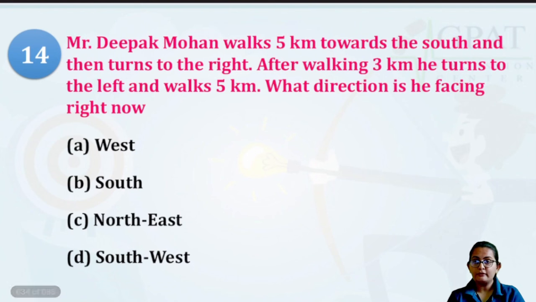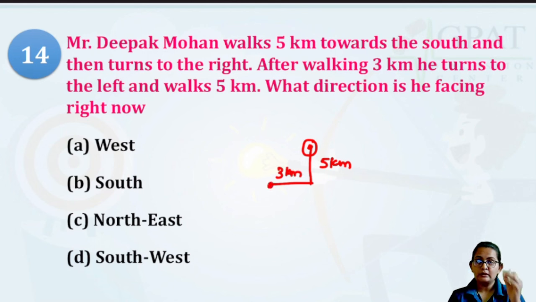Then is question number 14. What does question number 14 say? Mr. Deepak Mohan walks 5 kilometers in the south direction. So if I take Deepak Mohan here, he travels 5 kilometers in the south direction, and then he takes a right turn. After walking 3 kilometers, he turned to the left. Now the left side would be this one, and he again started walking 5 kilometers.